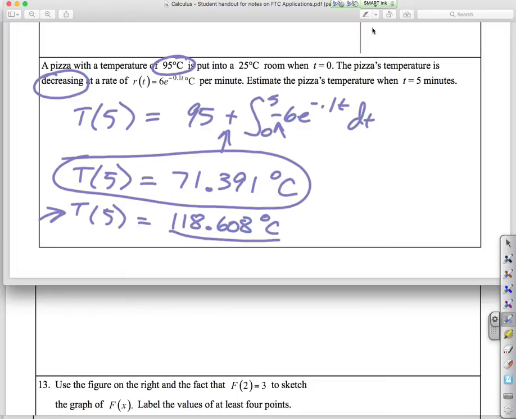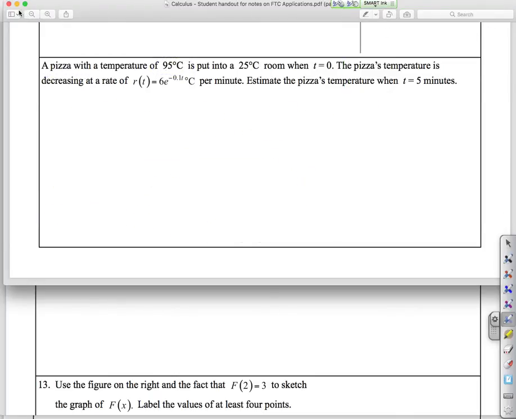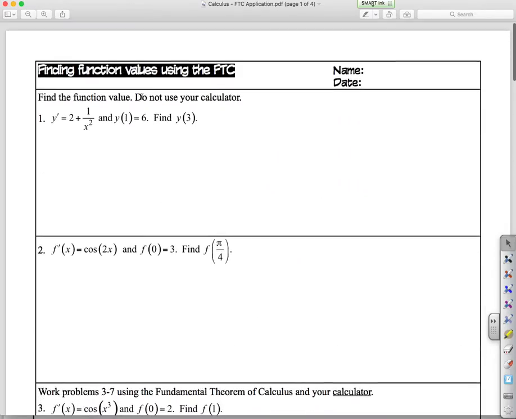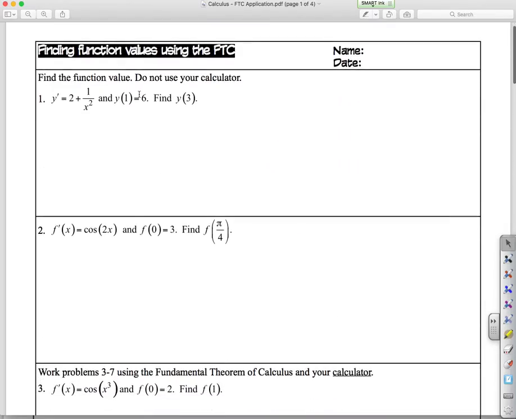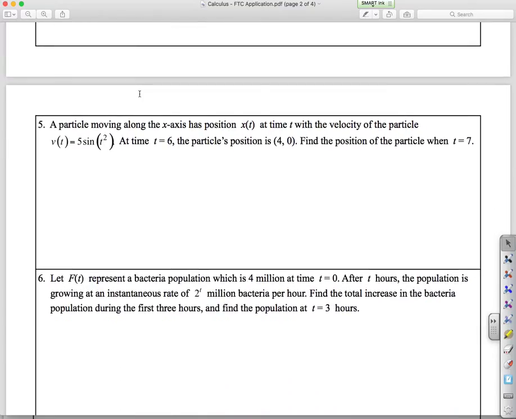All right. Questions from Friday's assignment? Is this the correct worksheet? Yes. Number 5.